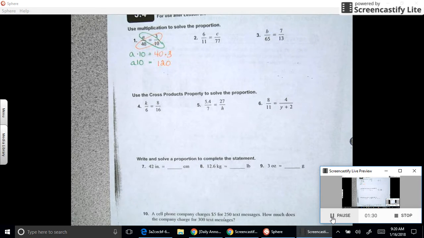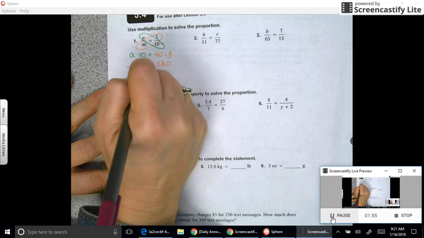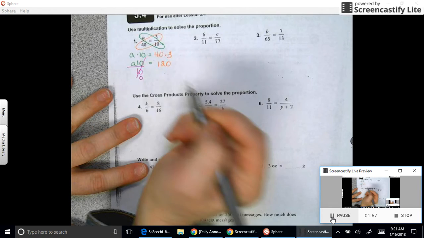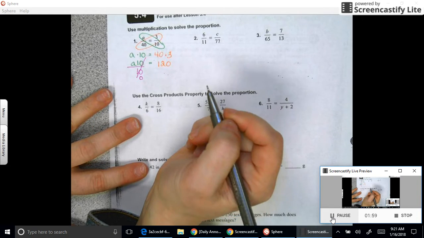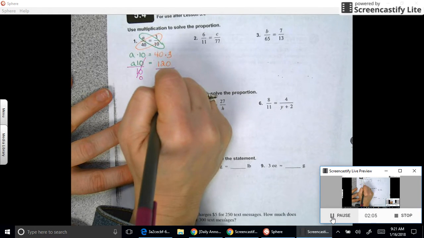So what do I need to do to get the a by itself? Because remember, in an equation, our goal is to get the variable alone. In this problem, the variable is the letter a. If it's a times 10, what process do I use to get the a alone and cancel the 10 out? The opposite, right? So here I'm going to put the a over 10, and I'm going to cross that out, and it cancels out for 0. What I do on one side of the equation, I have to do on the other. So here, I'm going to put 120 over 10.